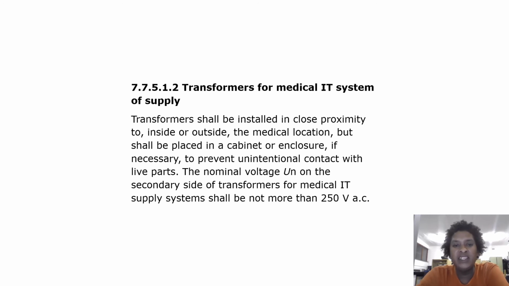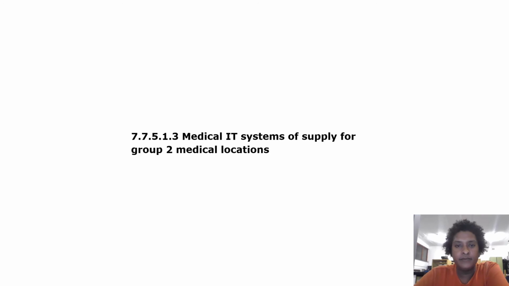Transformers for medical IT system of supply. Transformers shall be installed in close proximity to, inside or outside the medical location, but shall be placed in a cabinet or enclosure, if necessary, to prevent unintentional contact with live parts. The nominal voltage UN on the secondary side of the transformers for medical IT supply systems shall not be more than 250 volts AC.